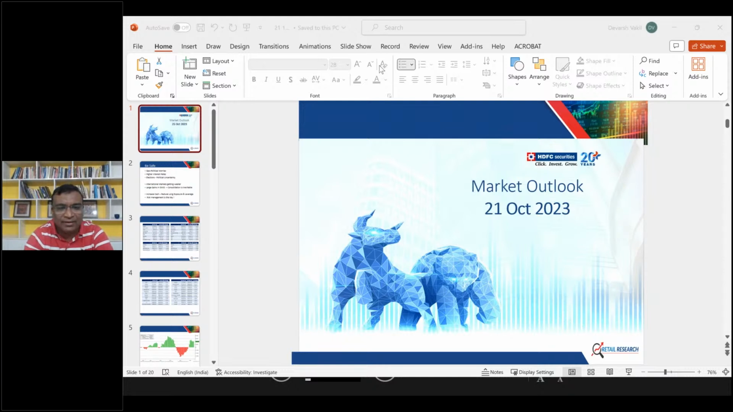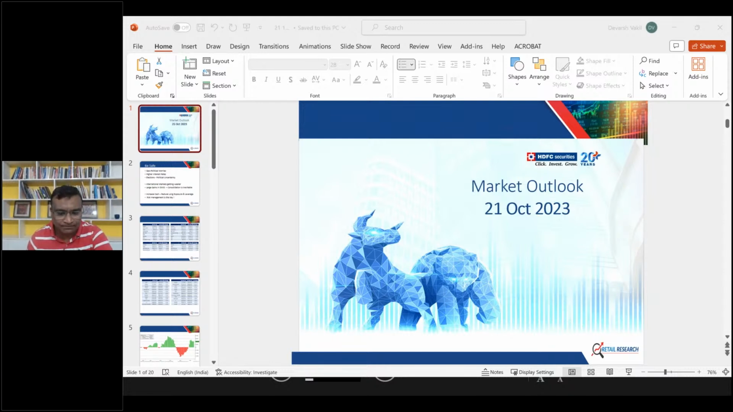International markets are getting weaker. I'll show you that. We have made large gains in small and mid caps, so consolidation is inevitable there. So looking at all this, it is advisable to increase cash. It is advisable to reduce exposure, and it is advisable that we have risk management practices in the market.